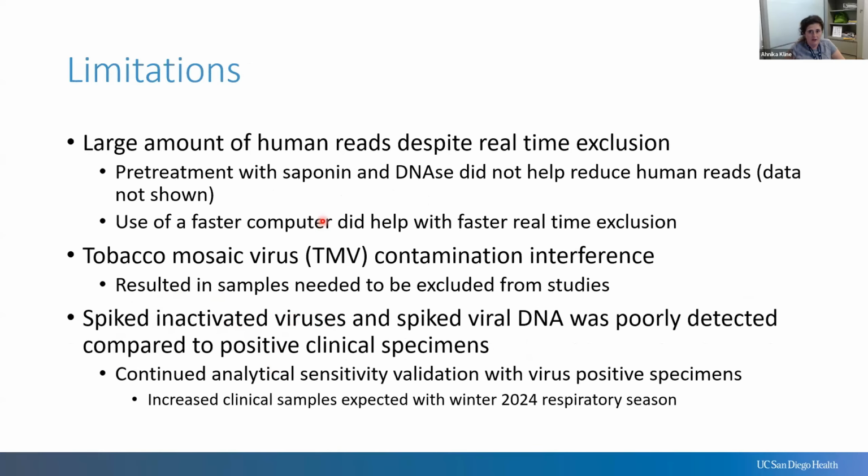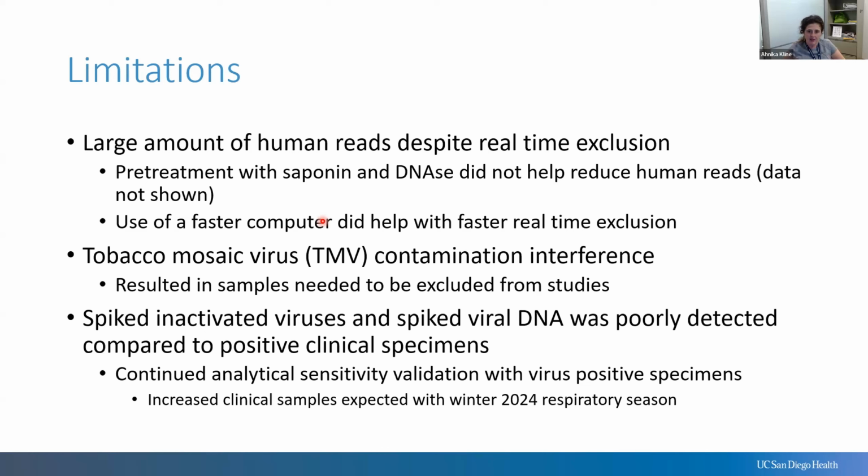There are a large amount of human reads, and we're still struggling with this. We tried saponin and DNase, and it didn't really help reduce our human reads, so I'm not showing that data. We did have a faster computer that helped with some of the real-time exclusion. Tobacco mosaic virus contaminated a bunch of our specimens, so those results are not included today. Otherwise, I would show you a page of tobacco mosaic virus detection, but we were able to detect it multiple times.